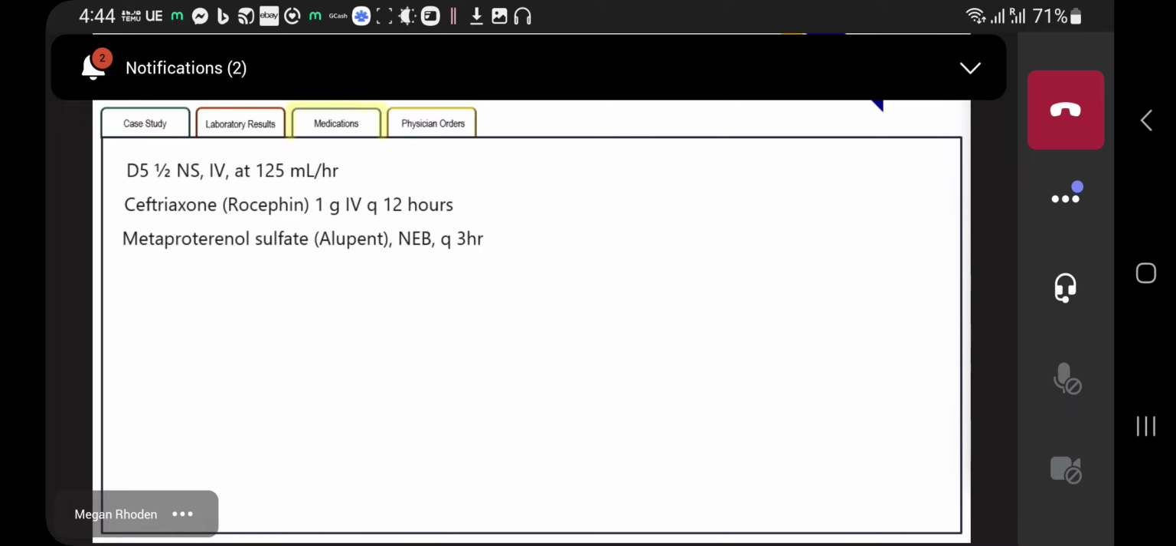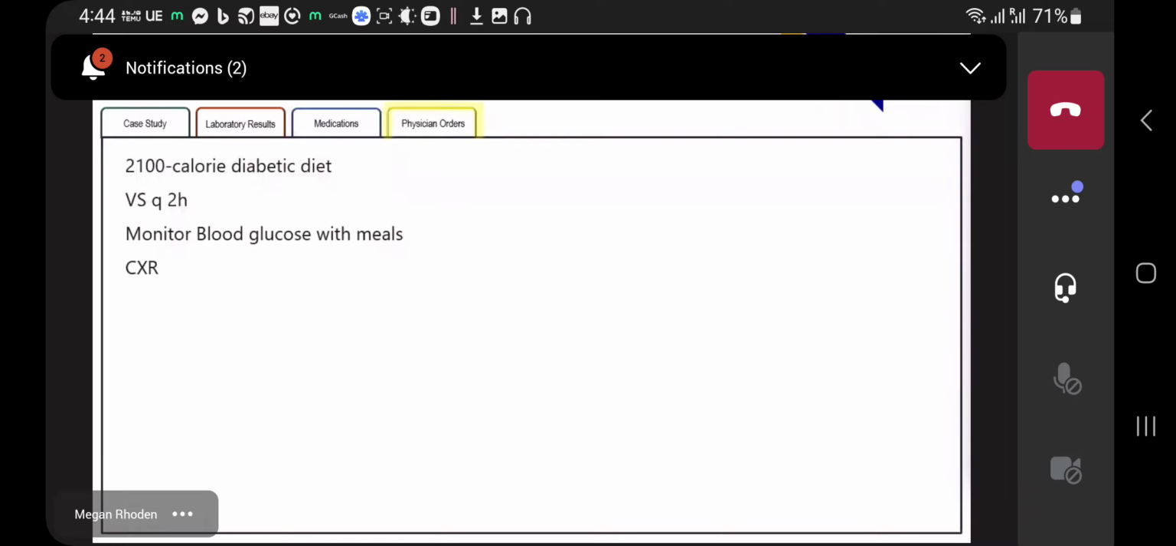Medications: D5 half NS IV at 125, ceftriaxone, also known as Rocephin, 1 gram IV every 12 hours. We have albuterol, which is a nebulizer treatment, and it is every 3 hours. The physician has ordered him to be on a 2100 calorie diabetic diet, vital signs every 2 hours, monitor blood glucose with meals, and for a chest x-ray to be ordered.